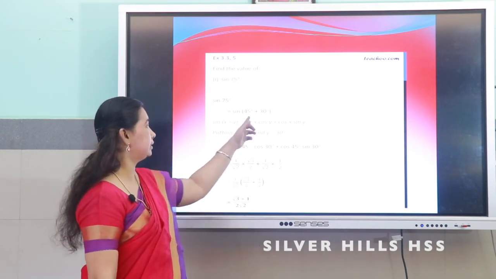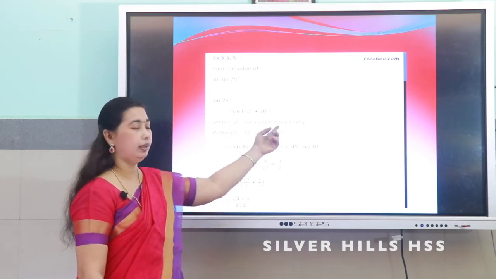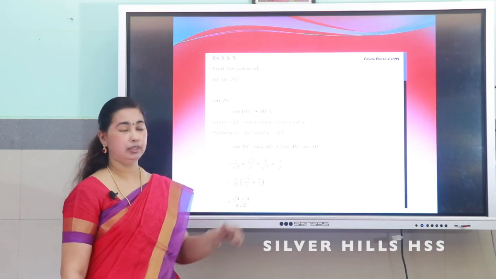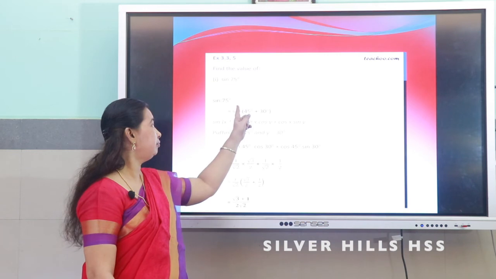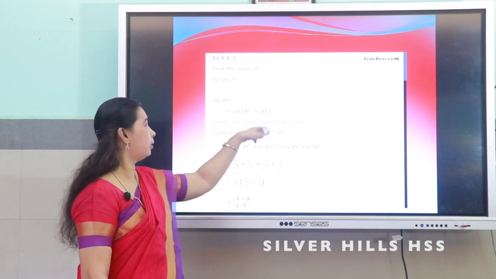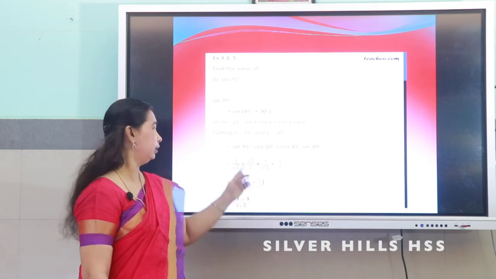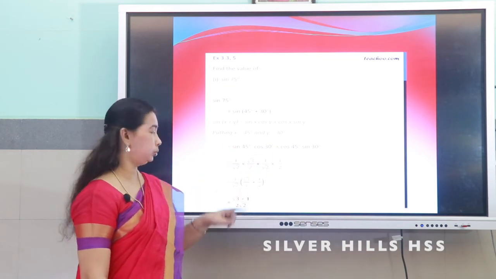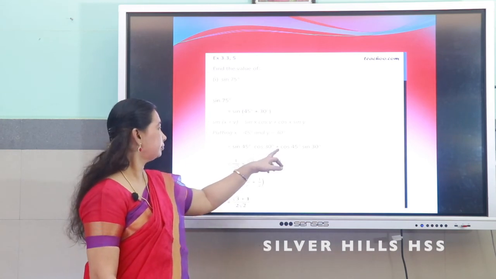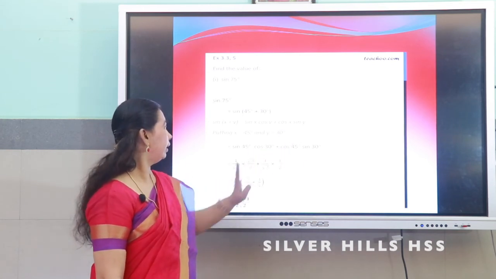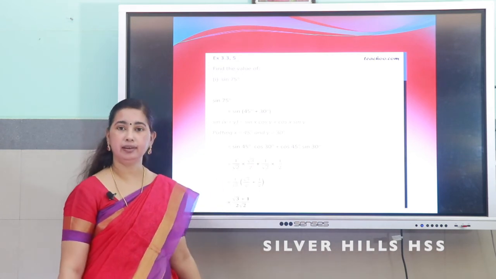Sine of 45 plus 30 can be written using sine of x plus y, that is sine x cos y plus cos x sin y. So, that sine of 45 plus 30 is the same as sine 45 cos 30 plus cos 45 sin 30. Now, directly we can substitute the values here. Sine 45 is 1 by root 2, cos 30 is root 3 by 2 plus cos 45 and sin 30 values you can substitute and simplify the answer.